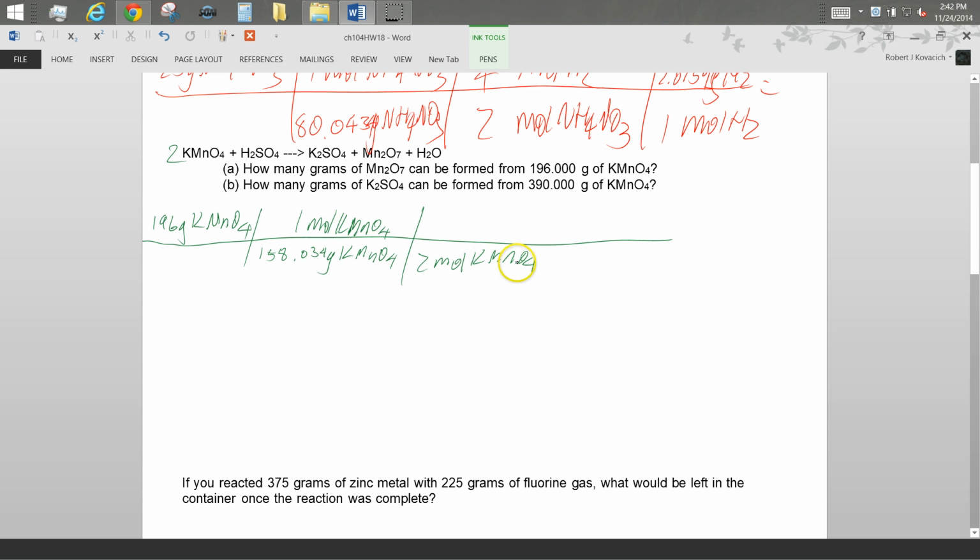So I need a 2 mole of KMnO4, and then I'm looking for manganese 7 oxide, so that'll be a 1 mole of Mn2O7, and then for every 1 mole of Mn2O7, it's 221.872 grams Mn2O7. Okay.